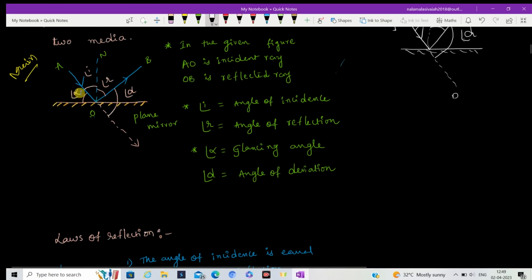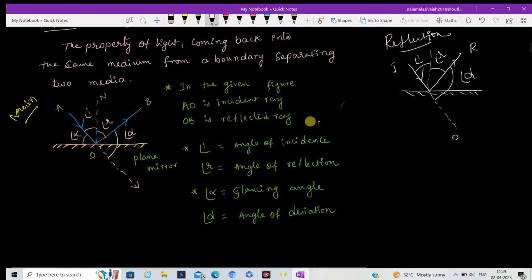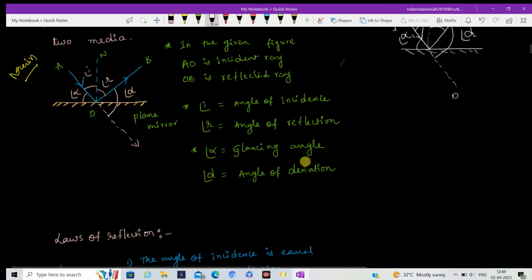It's very important. The angle between the incident ray and the plane surface is called the glancing angle of incidence, denoted by alpha i. Glancing angle of incidence, that is the reason for alpha i. Normally you can take alpha as the glancing angle.